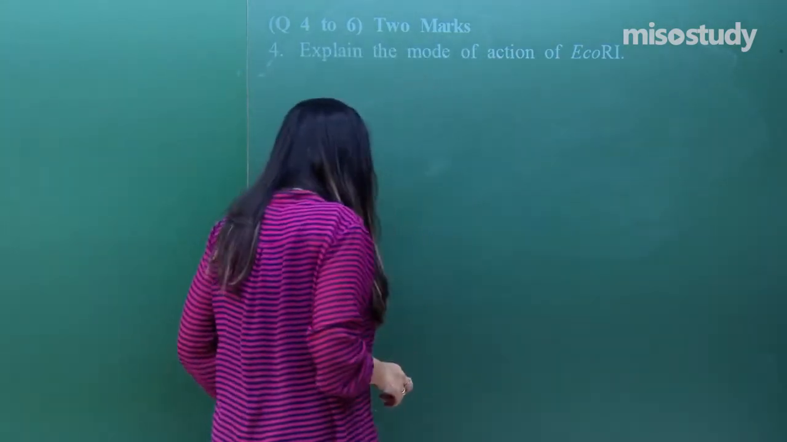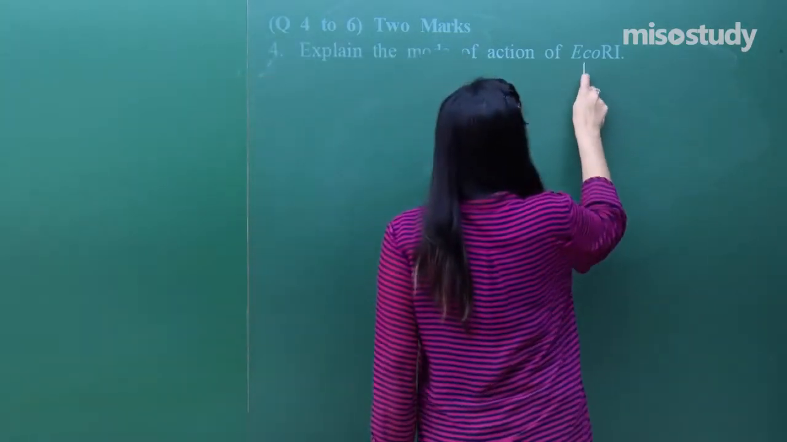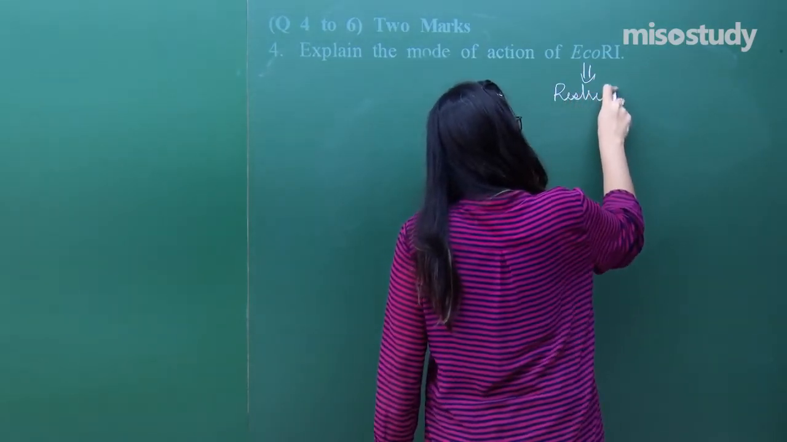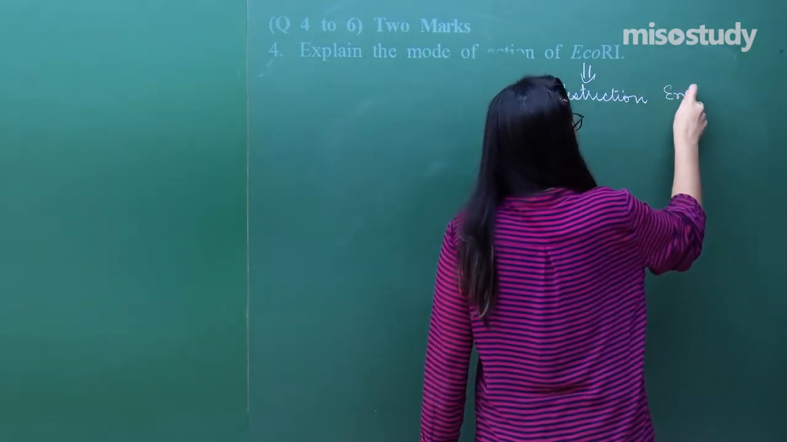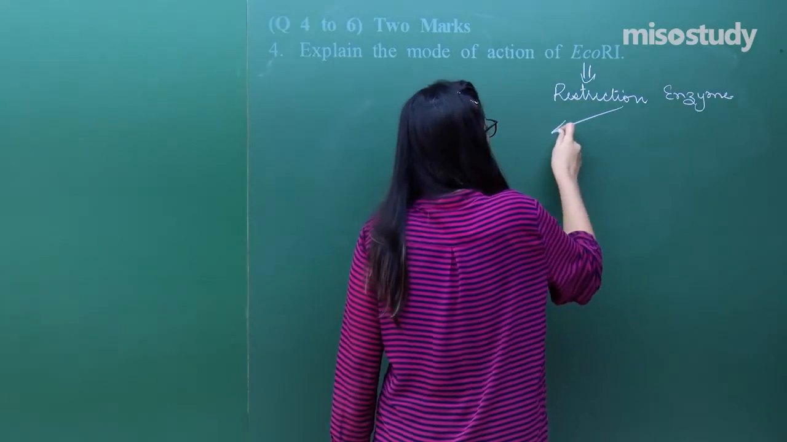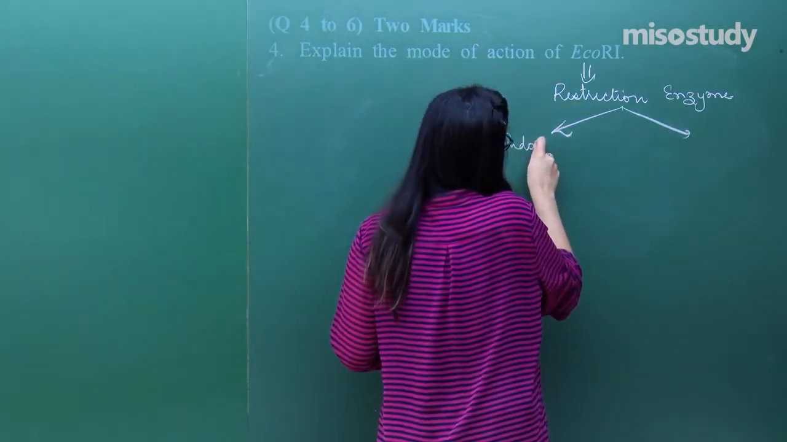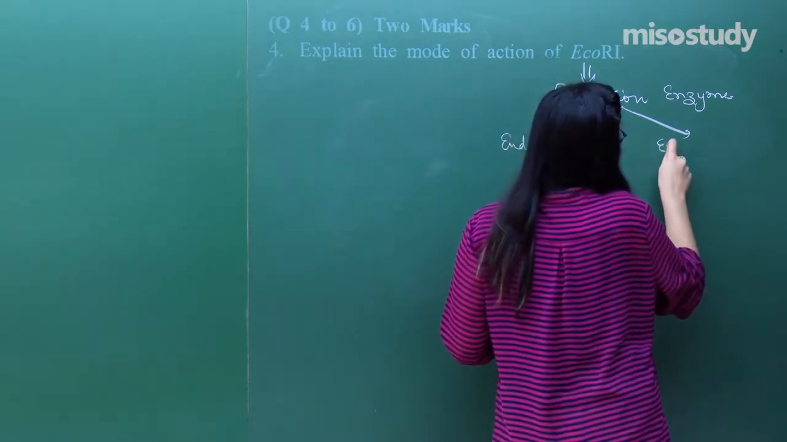Explain the mode of action of EcoR1. EcoR1 is what? It is called a restriction endonuclease. First of all, it is a restriction enzyme. In restriction enzymes we have two categories. One is called an endonuclease and the second is called an exonuclease.